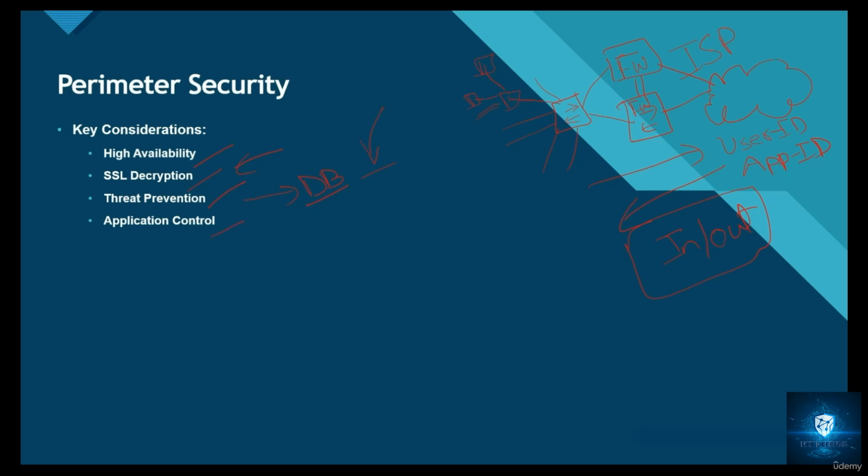Next one is the application control. Now apply the application layer policies to allow or restrict applications based on their risk levels rather than merely their ports and protocols, right? So based on how high the risk is, you would apply the application layer policies to either allow or restrict the applications.